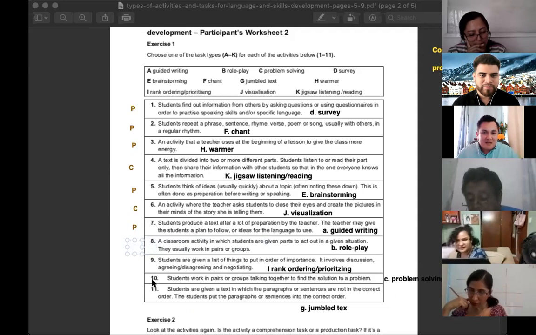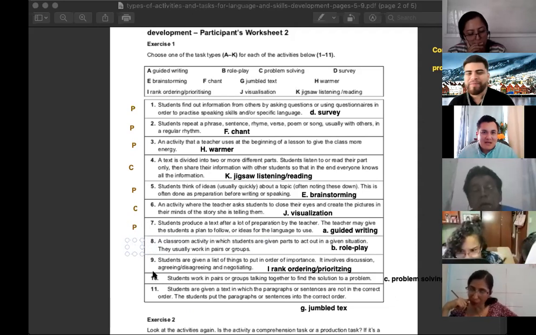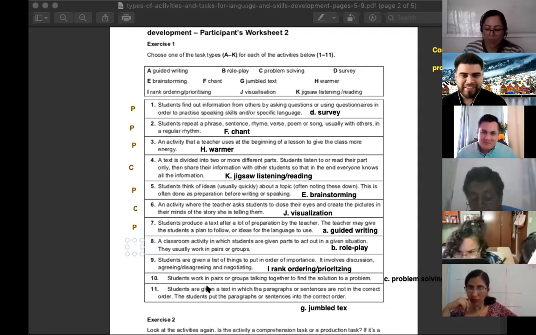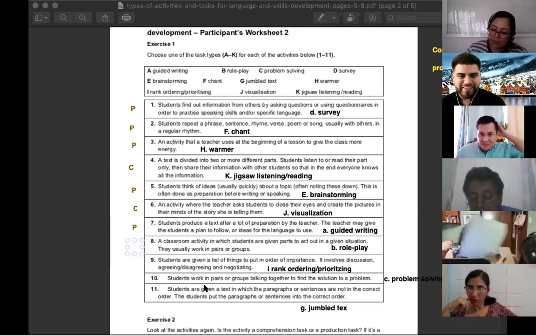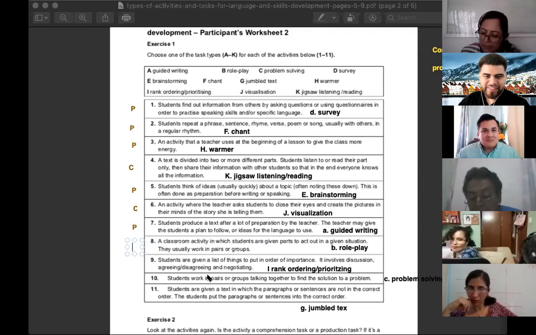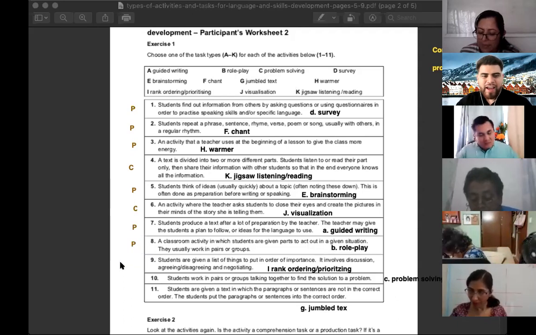Act out. What'd you say? Production. Why, Mr. Guerrero? Because they usually work in pairs. Maybe they are asking and answering questions, or maybe doing a dialogue. I don't know. Like that. Production. It says the activity right there. They have to act out. It is production. Yes, they're acting. Definitely. Very good. Number nine?